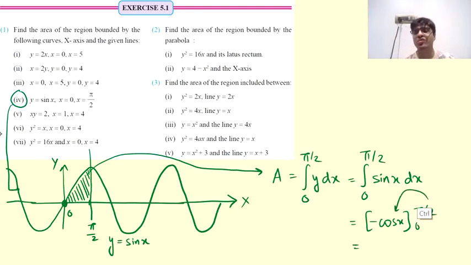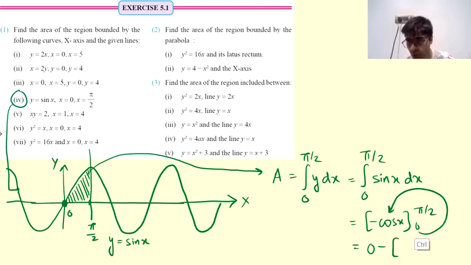Put x as pi by 2 first. So you get minus cos pi by 2, which is minus of 0, which is 0 only. From that, we will subtract whatever we get when we put x equal to 0. So when you put x as 0, you get minus of cos 0, which is minus 1. So 0 minus minus 1, the answer is 1 square unit. So this area that I've marked over here, the required area in this sum, is of value 1 square unit.